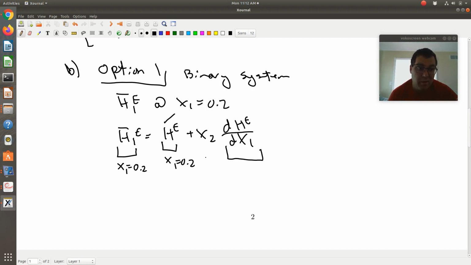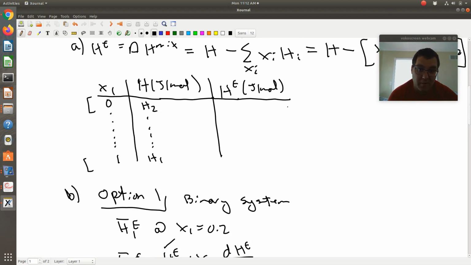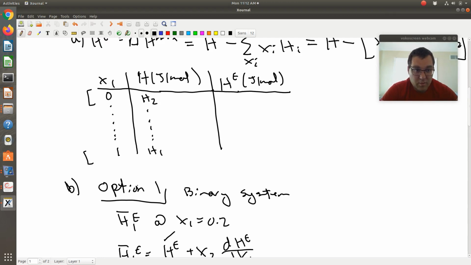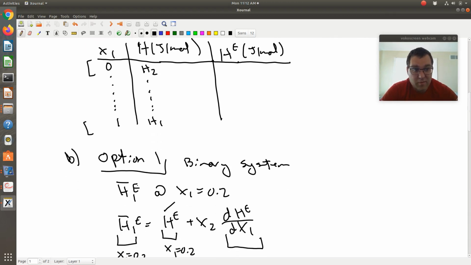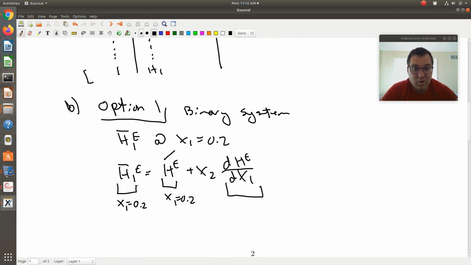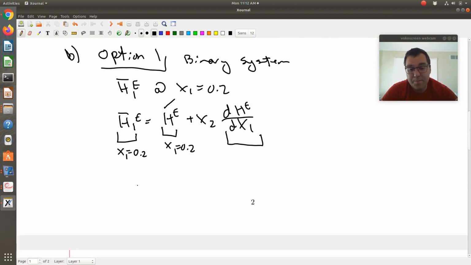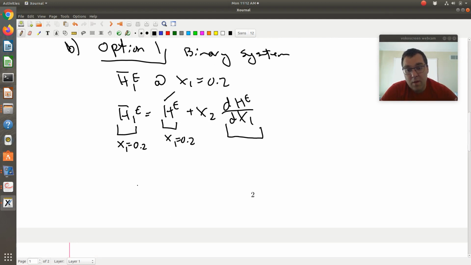One way to calculate it would be to fit an analytic equation to my HE versus x1 data, and then differentiate it and evaluate the derivative at x1 equal to 0.2. In theory, that might be the best way. You could fit essentially a Redlich-Kister type of expansion for HE. The other way you could do it, given that tabulated data, is to approximate this numerically.